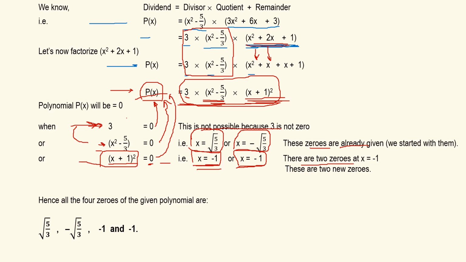Hence we can write all the four zeros of the given polynomial. The first zero is square root of 5/3, the second zero is minus square root of 5/3, and the next zero is minus 1, and the next zero is minus 1. So we can say that we have found the additional zeros of the polynomial as minus 1 and minus 1.